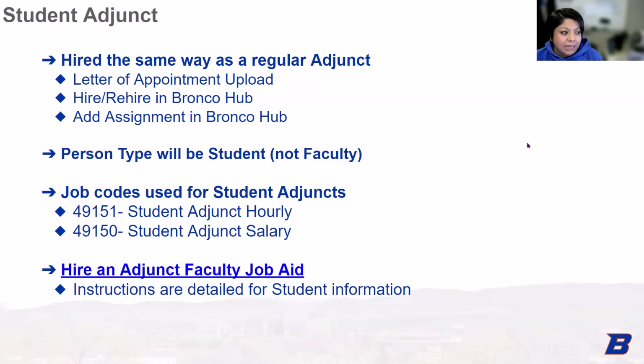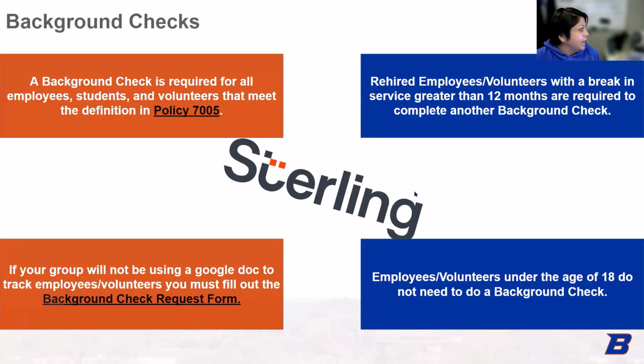And then I have linked the hire an adjunct faculty job aid. There are instructions within that job aid to notate when to enter a student information. I'm going to hand it over to Rachel for background checks and I-9s.